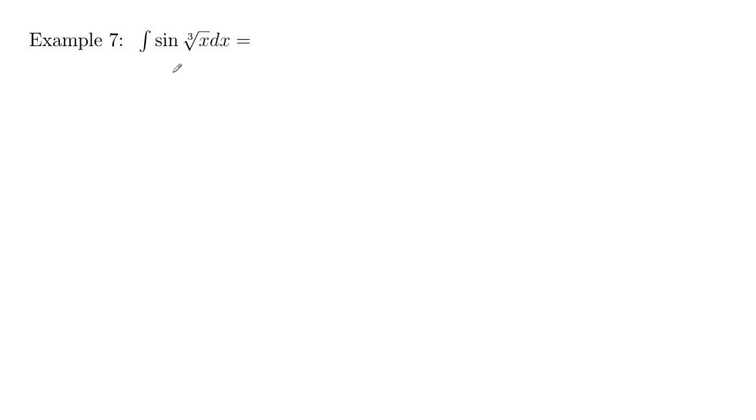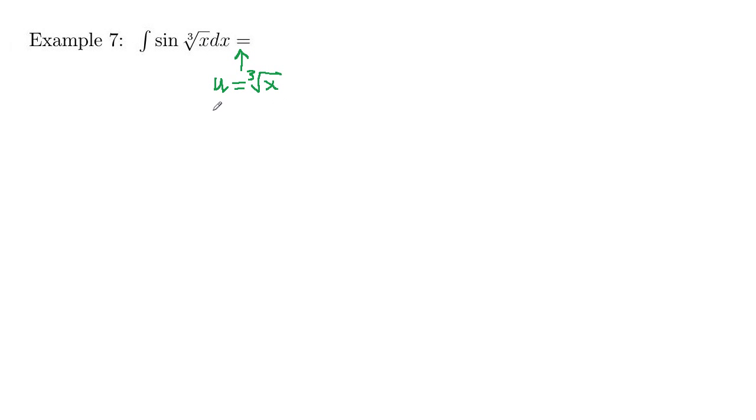In example 7, we want to integrate the sine of the cube root of x dx. Well, if that cube root wasn't there, this would be an easy integral. So I'd like to get rid of that cube root. So that's indicating I probably want to do a rationalizing substitution here. So I'm going to let my u be the cube root of x.